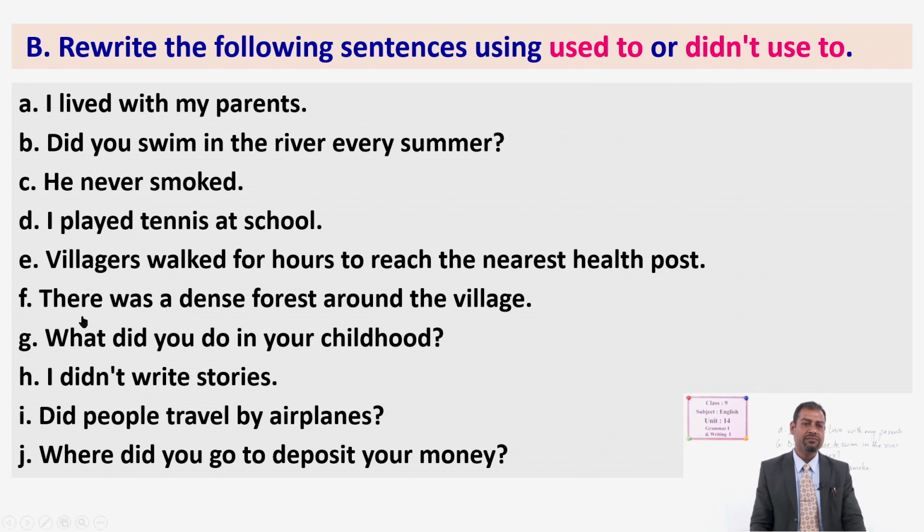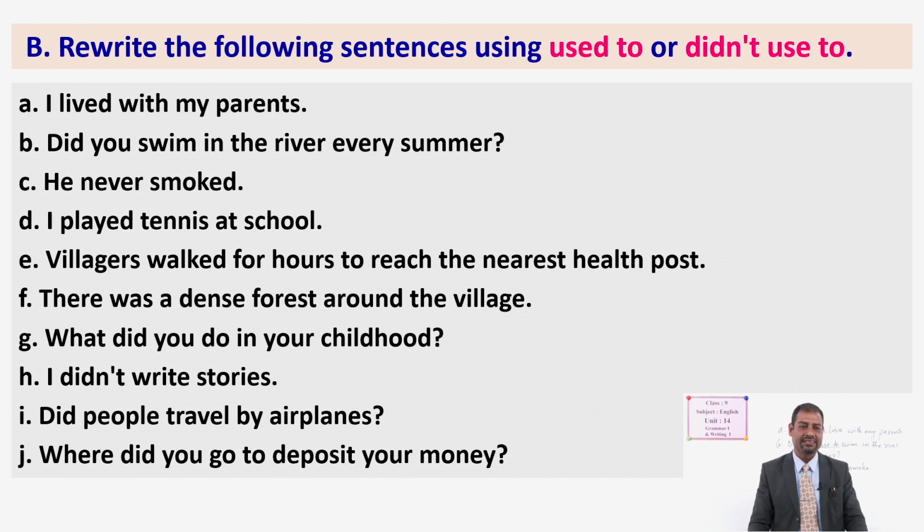Let's begin from D again. Here, the sentence is, "I played tennis at school." So, what did you write down there? Please tell me. Oh, yes, you are right. "I used to play tennis at school." So, what is the expression? Once again, repeat it. Yes, "I used to play tennis at school."